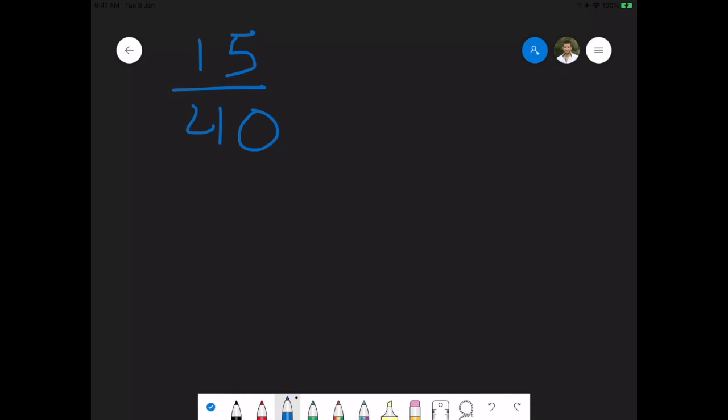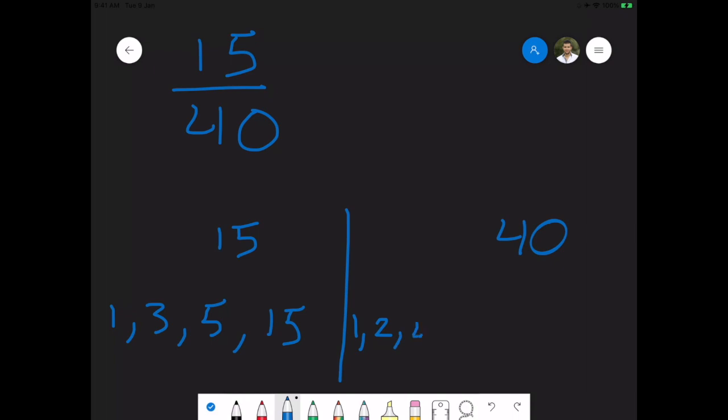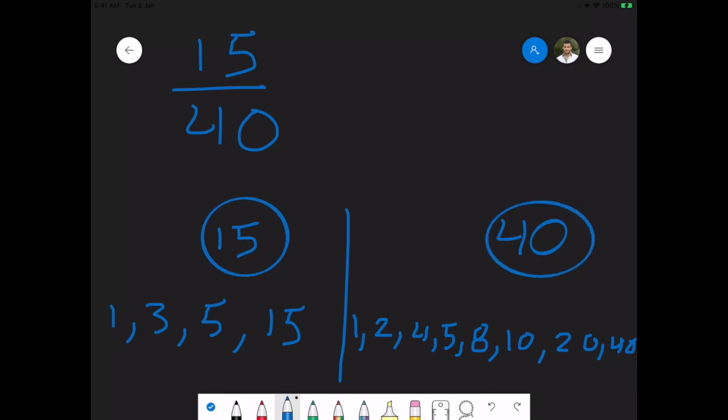Let's think of the factors of 15. What gives us 15? 1, of course. 3, 5, and 15. Now, let's think of the factors of 40. I have 1, of course. 2, because it's an even number. 4, because 4 times 10. 5, because 5 times 8. Then I have 10. Then I have 20. Then, of course, 40. Now, let's compare the factors of 15 and 40 and find the biggest factor between them.